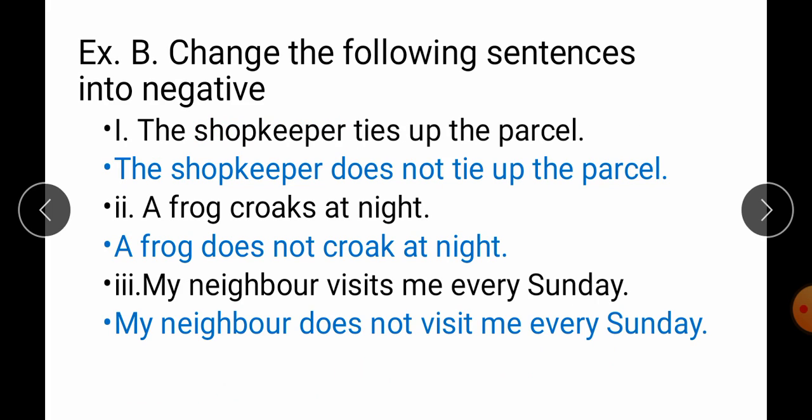Exercise B. Change the following sentences into negative. The shopkeeper ties up the parcel. The shopkeeper does not tie up the parcel. A frog croaks at night. A frog does not croak at night. As we know that in negative sentence structure, we will not use s or es or ies with verb. A frog does not croak at night.